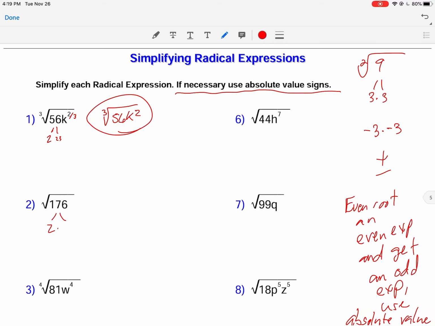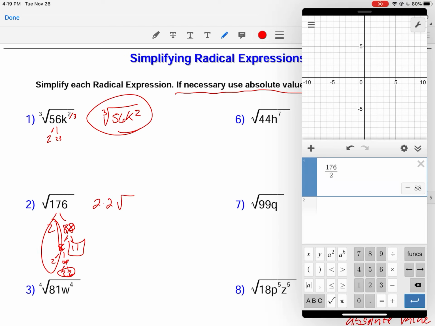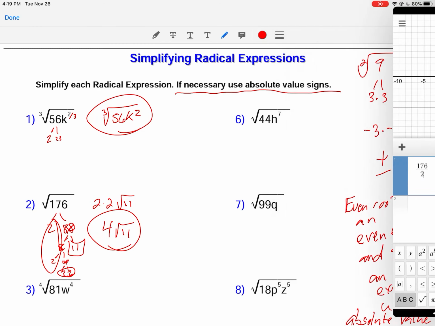All right, square root of 176. Well, it divides by 2. 176 divided by 2 is 88. And that's 8 times 11. That's 2 times 4. That's 2 times 2. There's a pair. There's a pair. And 11 stays in. So 2 comes out, 2 comes out, and 11 stays in. So that's 4 square roots of 11. So I guess it was 16 times 11 originally, because if you go back in a radical, you're going to square it, or whatever the index is.